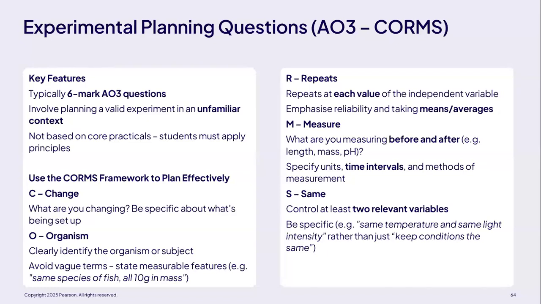They need to give... amount is very rarely worthy of credit. They need to say volume, mass, length, a specific measurement. Repeat at each value, exactly what you're going to measure, and specify units and time intervals. And you need to be specific about the variables that they're going to control.